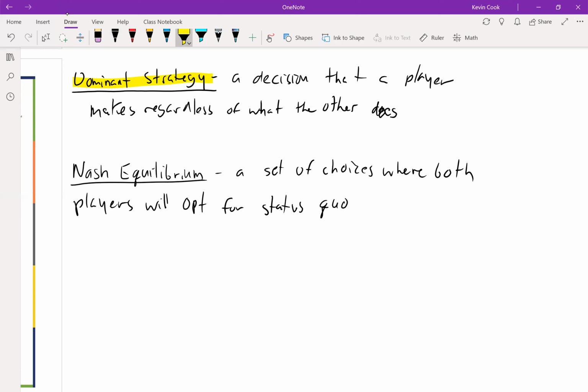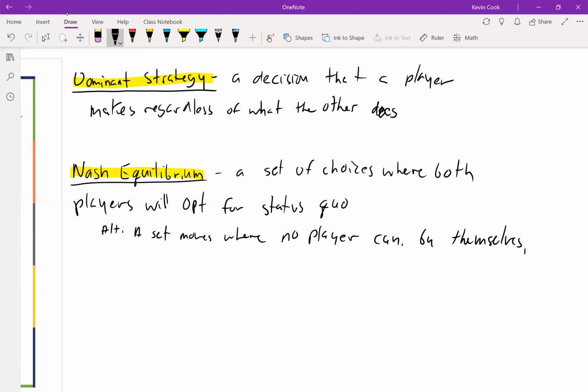Another way to think of Nash equilibrium, an alternative definition, is that it's a set of moves where no player can by themselves become better off. We'll see graphically how all this looks in a couple minutes.